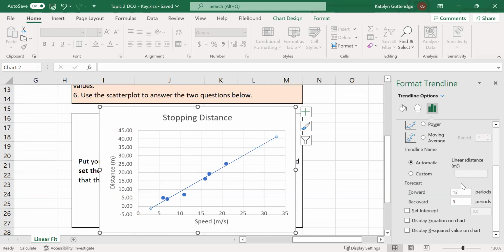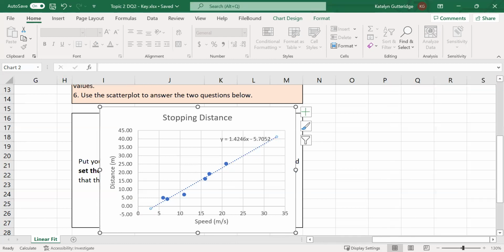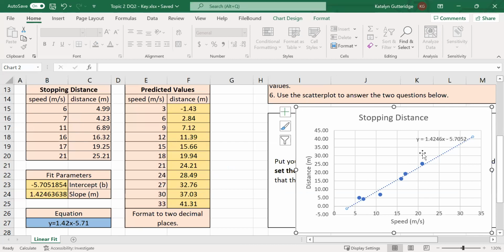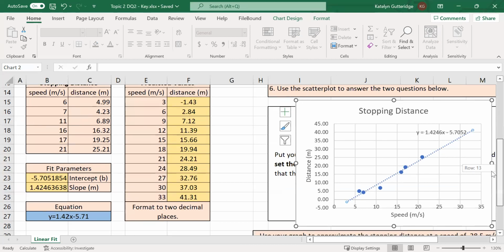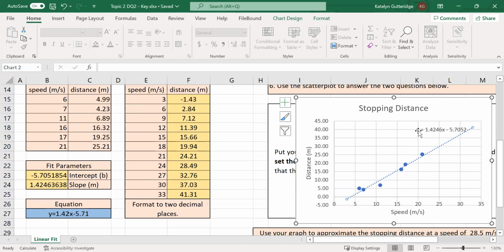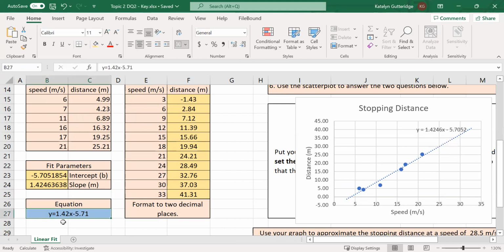Okay, well, we still have this window open. Let's go ahead and display the equation on the chart just because it's neat to see and it can help double check our work. So I'm going to check mark that box, display equation on chart, and then I can close out of this. So when that equation appears, you can double check it with the equation you wrote. So Excel will generate the equation y equals 1.4246x minus 5.7052. So ours is rounded a bit more, but that is the same equation we got. So that is a way to double check your work if you are making lines in Excel.